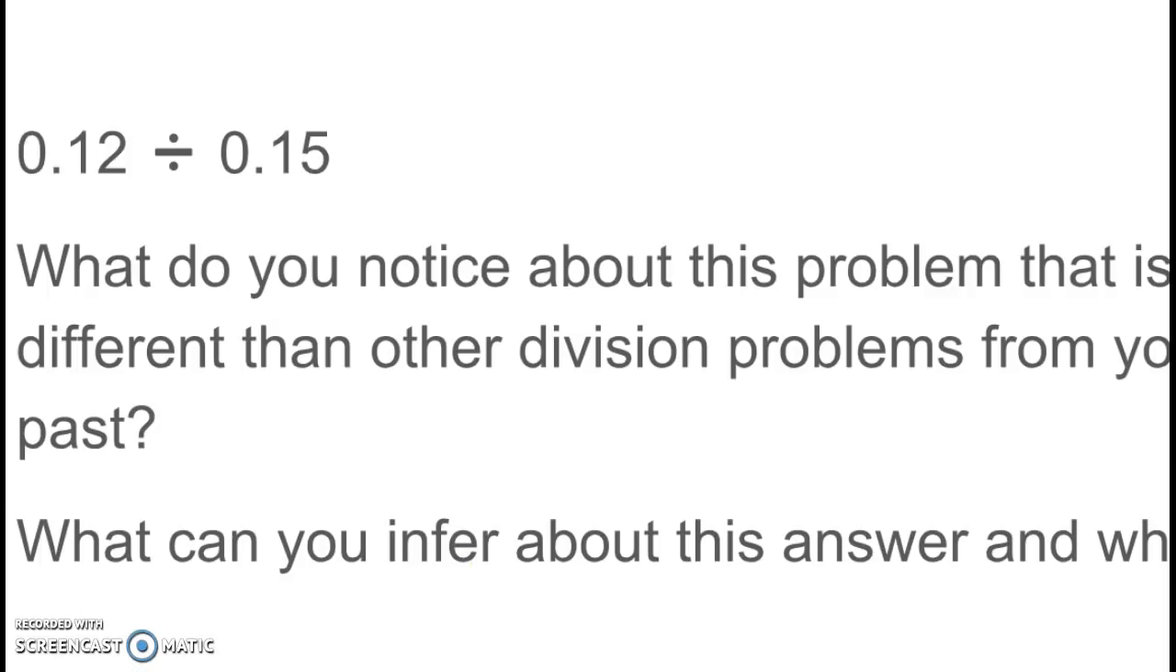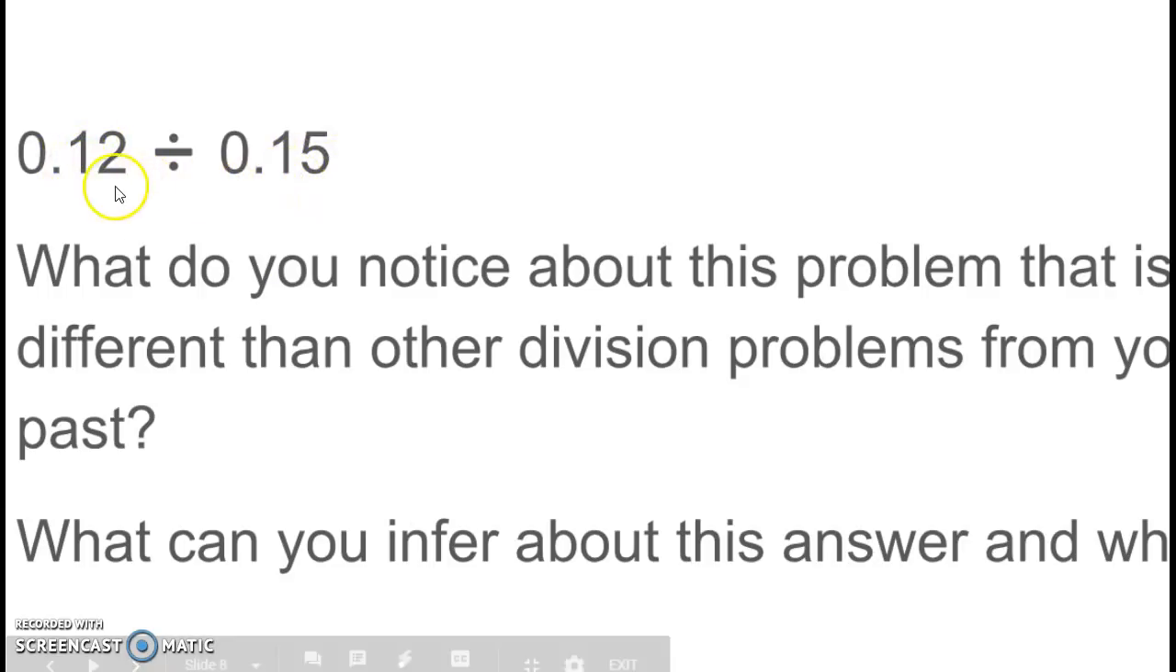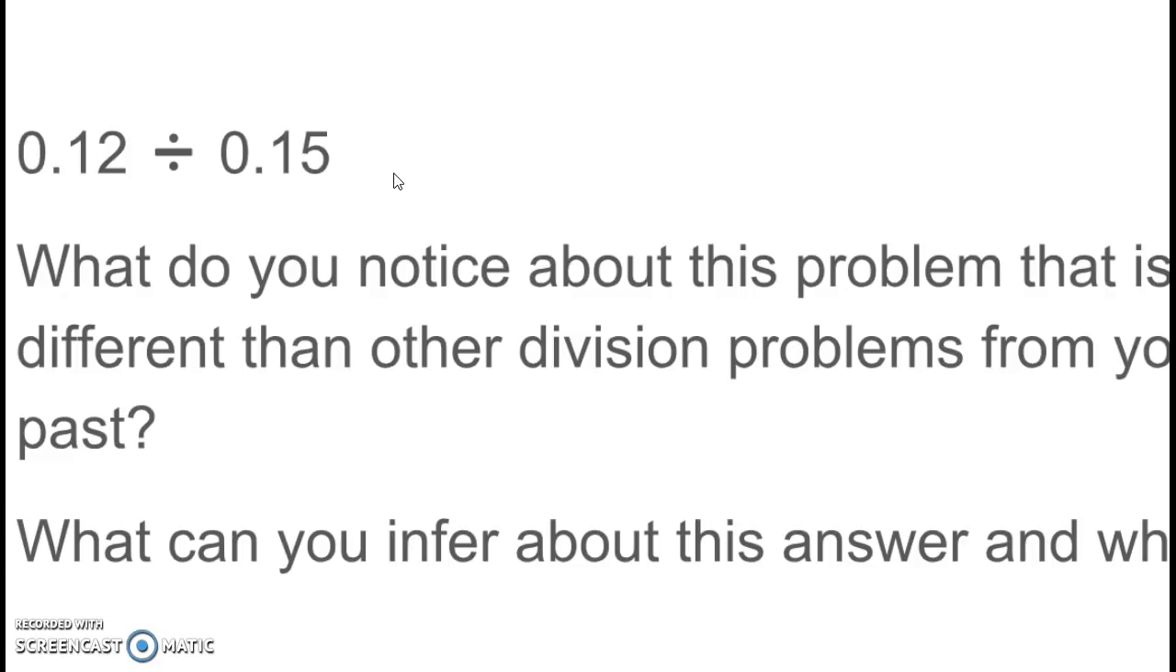What that tells us is that we will be able to make less than one whole group of 15 hundredths, so our answer is going to be a decimal or a part of a number, not a whole number. So now on your papers, let's go ahead and set up this original problem. 0.12 divided into groups of 15 hundredths.